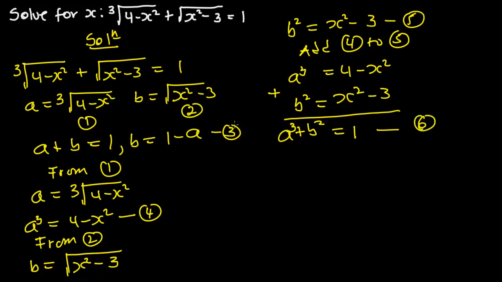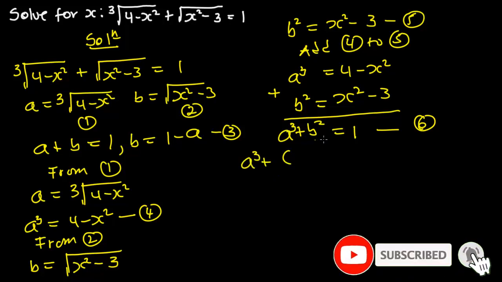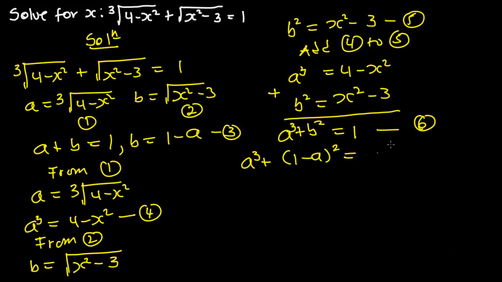But from equation 3, we made b the subject. With respect to equation 6, we are going to convert the equation into an equation containing only the variable a by substituting b equal to 1 minus a wherever you see b. And so we are going to have a to the power 3 plus 1 minus a squared is equal to 1. When we expand this, we are going to have a cubed plus 1 minus 2a plus a squared is equal to 1.